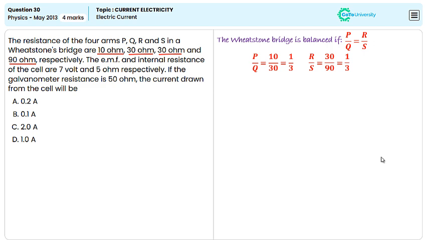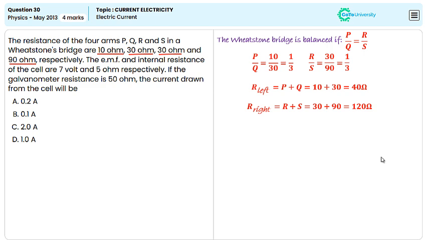Their equivalent resistance can be calculated as R left is equal to P plus Q, which is 10 plus 30, which is 40 ohm. The equivalent resistance in the right branch is R plus S, which is 30 plus 90, which is 120 ohms.